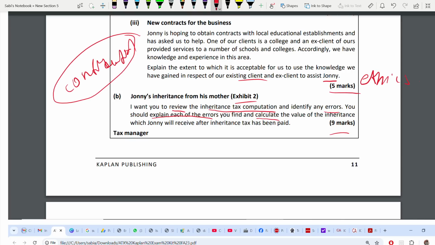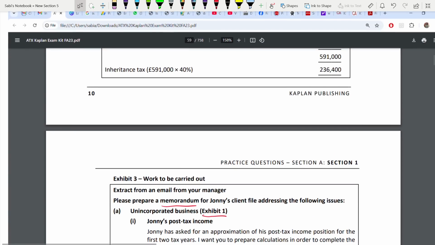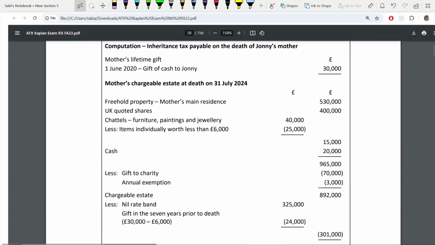So for you to calculate, you have to find the correct inheritance tax first. The question is not asking what the inheritance tax is. The question is asking you the value of inheritance which Johnny will receive after inheritance tax has been paid. So first you have to correct the inheritance tax, then only you can find the residue left to Johnny, for 9 marks. So without spending more minutes, we'll straight away go to the first one.